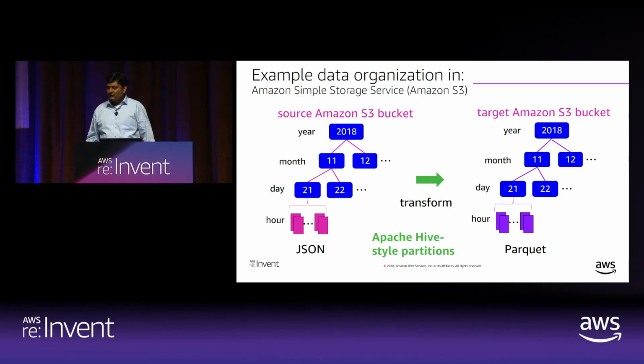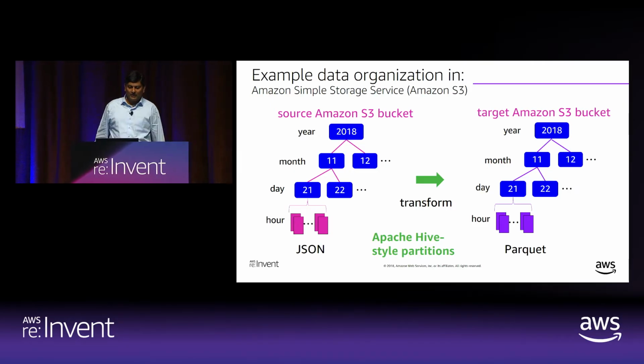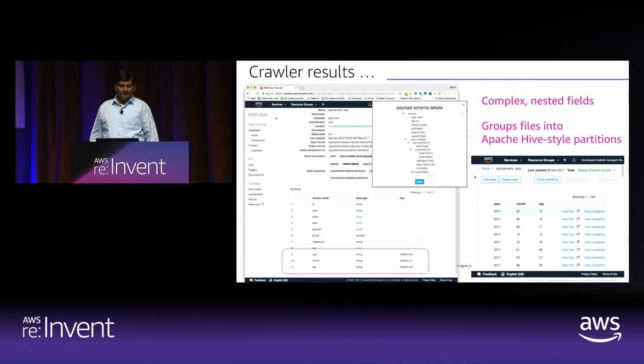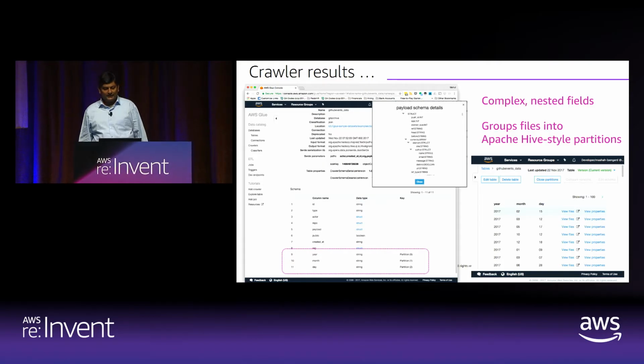And the target format is Parquet, which is typically optimized and useful for analytics. So what happens if you try to crawl the source data here? Well, here's what it looks like.